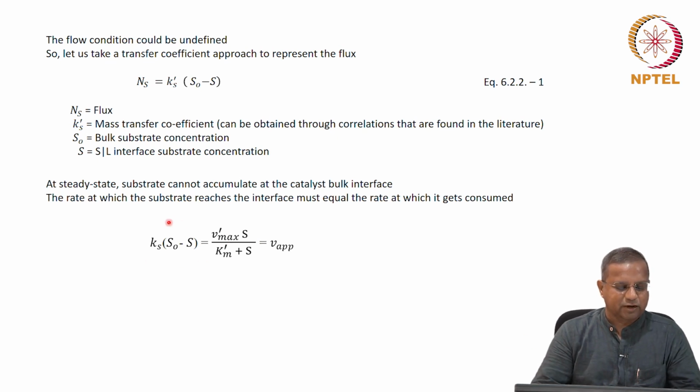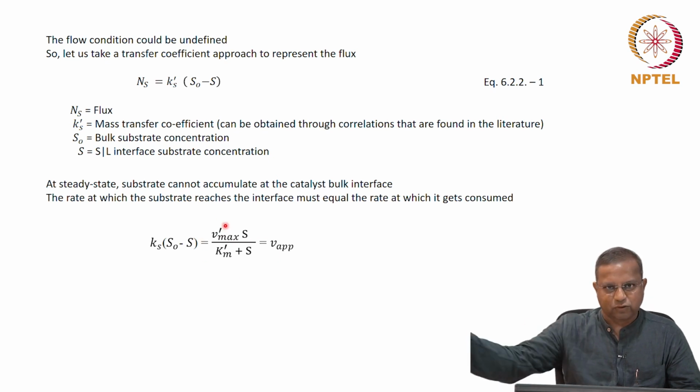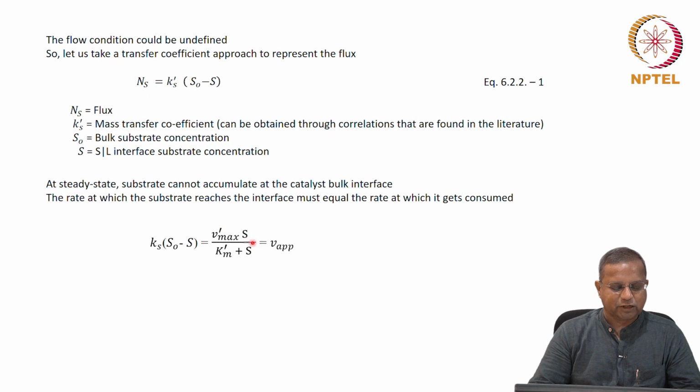Okay. So, the rate at which the substrate reaches the surface on a volumetric basis, Ks times (S naught minus S), equals the rate at which it reacts, because it cannot go anywhere else, Vmax dash S by (Km dash plus S), and we are going to call this an apparent rate, V app. Okay. Let us call this equation 6.2.2 dash 2.